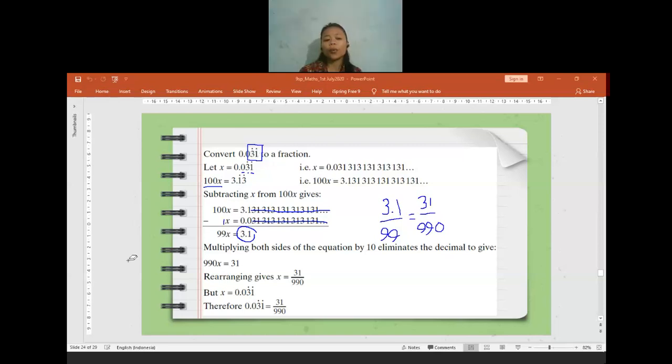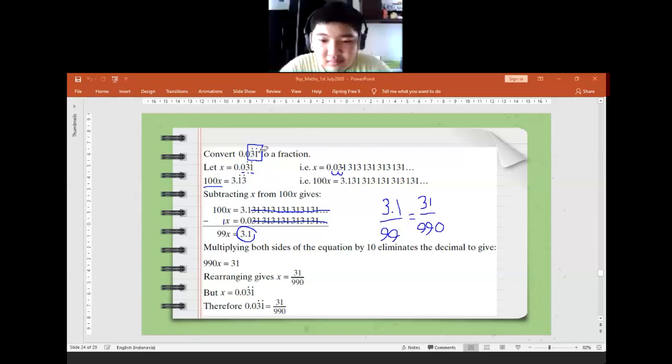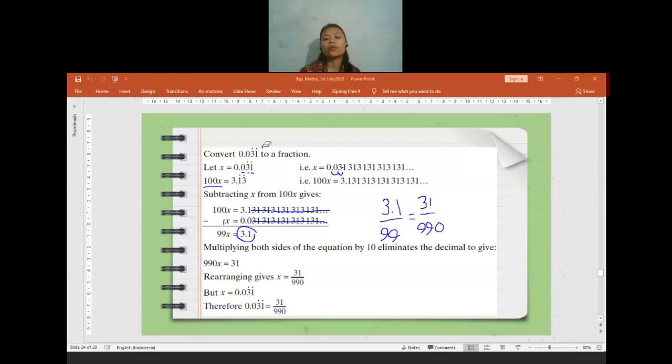It's 0.031. Read the question properly. There is another 0 after 0 point. It's not 0.31. It's 0.0313131. So when we multiply it by 100, the decimal place will go from 1, 2. That's why it will be 3.131313 and so on. Is there anyone still getting confused? Read the question properly. It's 0.031, not 0.31.